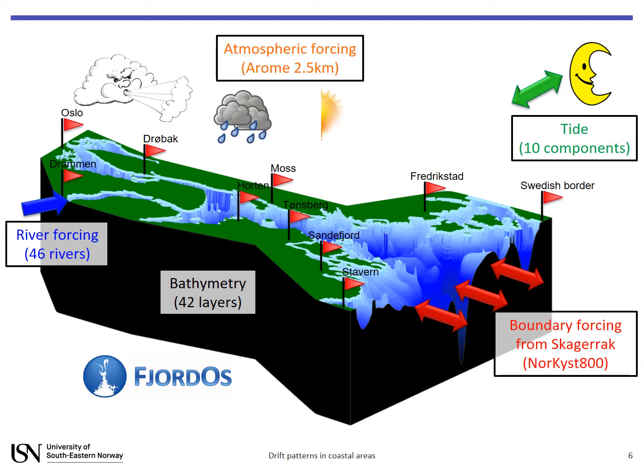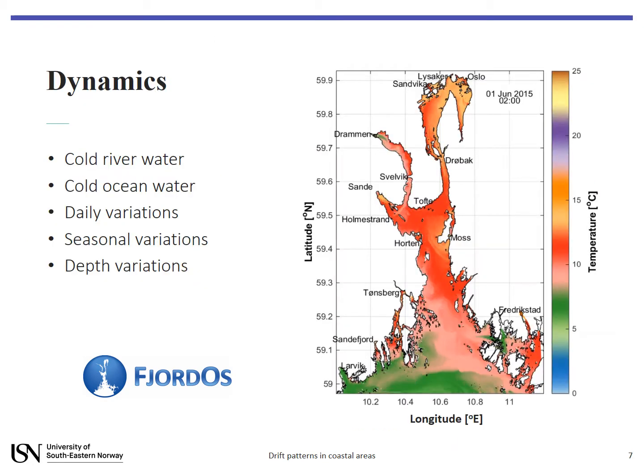Finally, the current and hydrography depend on the atmospheric forcing, including wind, rain, heating, and pressure variations. The result is rather complex currents with daily variations, seasonal variations, and depth variations.